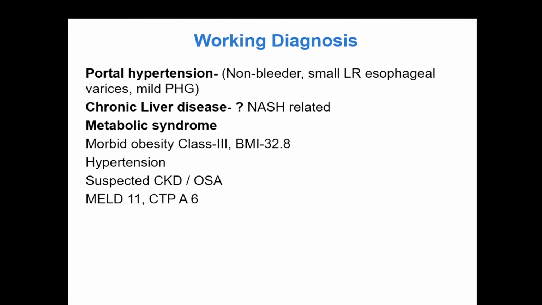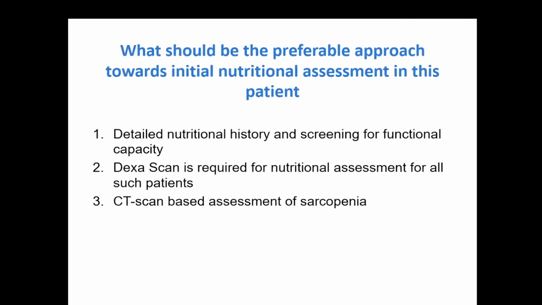And this is how you see that most of these patients who have NASH related chronic liver disease or components of metabolic syndrome will have multiple system involvement. Even though the liver is less involved here, the MELD score was 11 and he was CTP A6 because he had a low albumin level. So I would like to start here directly with the questions.